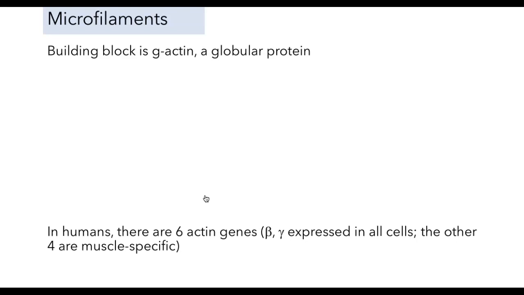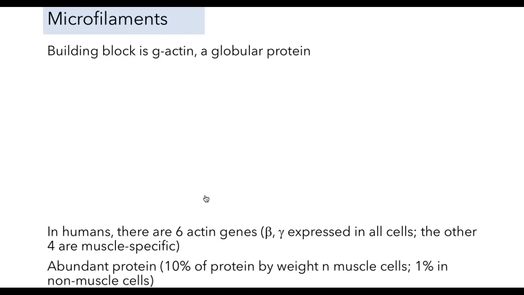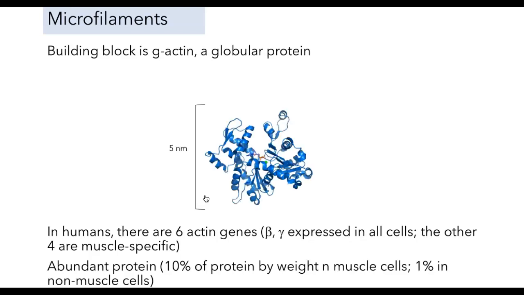In humans, there are 6 different actin genes, and beta and gamma are expressed in all cells, although they play slightly different roles. And the other 4 actin genes are muscle-specific. Actin is one of the most abundant proteins in the body. It makes up 10% of protein by weight in muscle cells, 1% in other non-muscle cells.